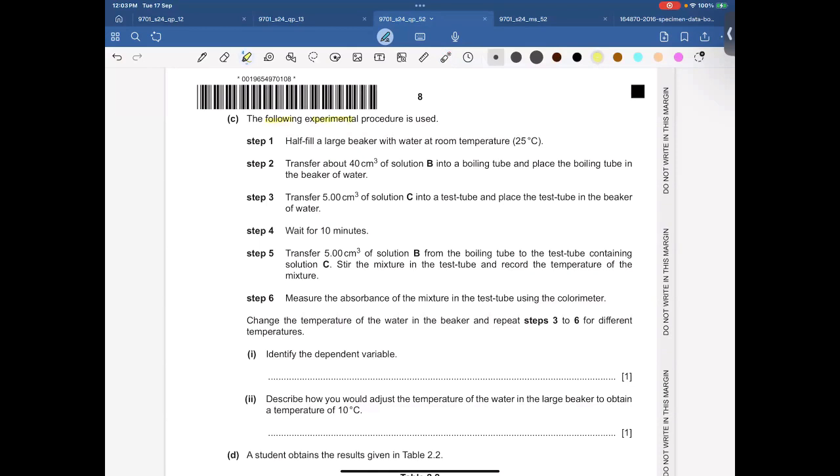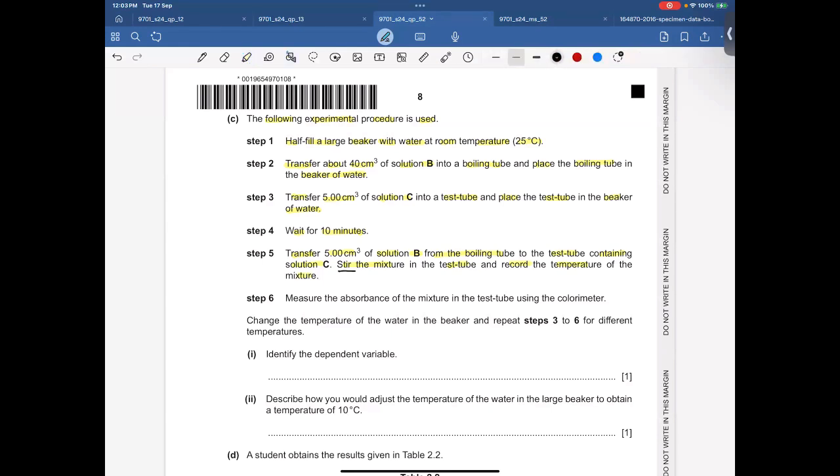The following experimental procedure is used. Half fill a large beaker with water at room temperature, that is 25 degrees Celsius. Transfer about 40 cm cube of solution B into the boiling tube and place the boiling tube in the beaker of water. Transfer 5 cm cube of solution C into the test tube and place the test tube in the beaker of water. Wait for 10 minutes. Transfer 5 cm cube of solution B from the boiling tube to the test tube containing solution C. Stir the mixture in the test tube and record the temperature of the mixture.